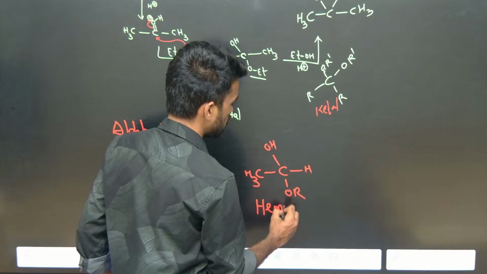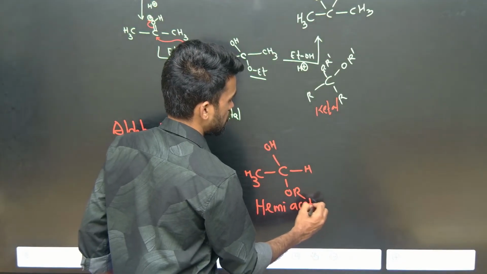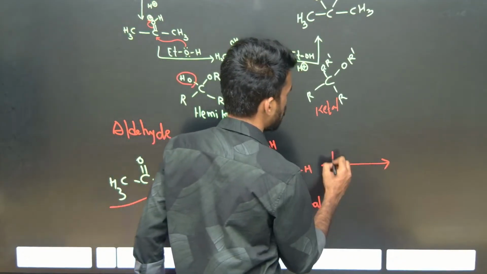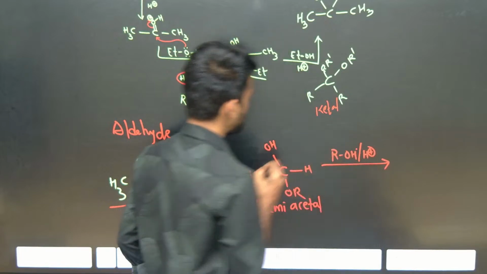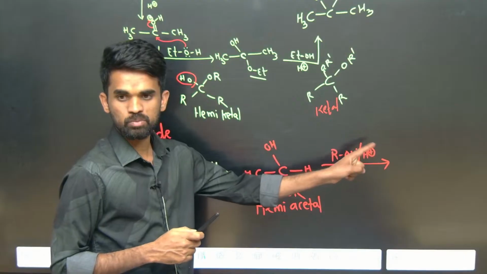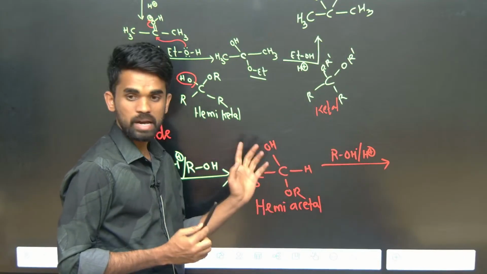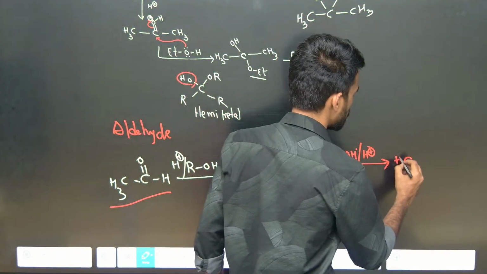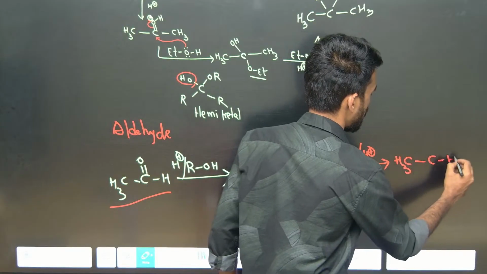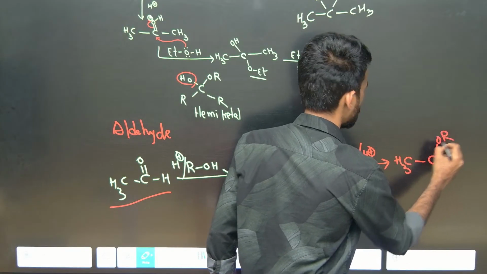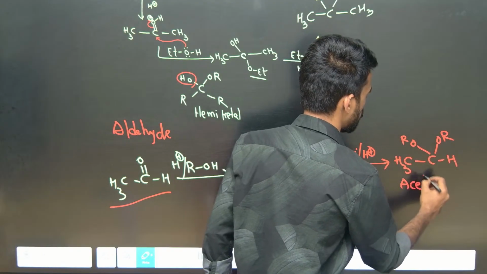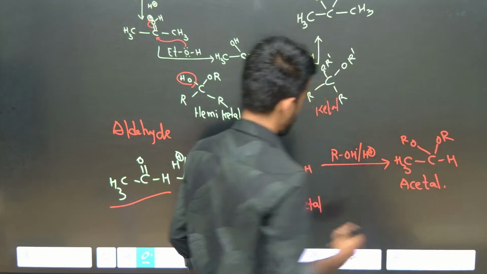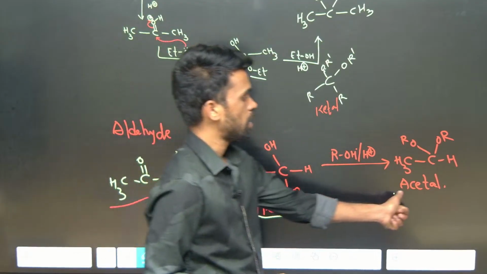Hemiacetal. If I add one more mole of alcohol, what happens, tell me? This OH, with H plus, is removed as water and this alcohol will be added. So we will get CH3, CH, OR, OR. What is the name of this compound? It is acetal. So this is hemiacetal and acetal.